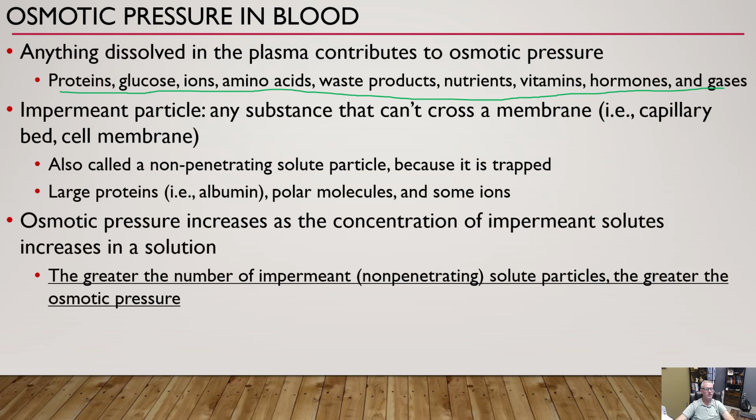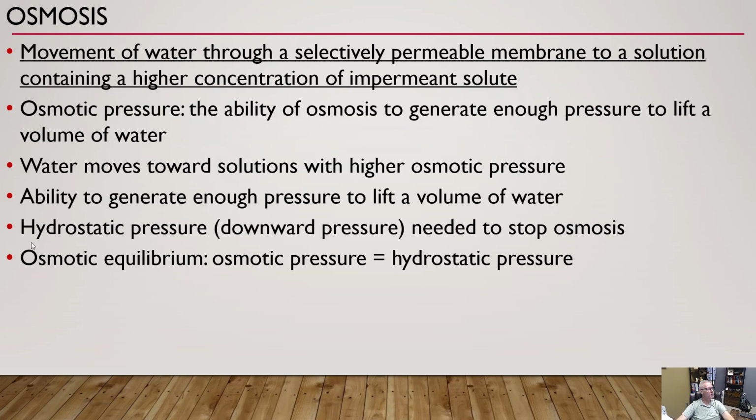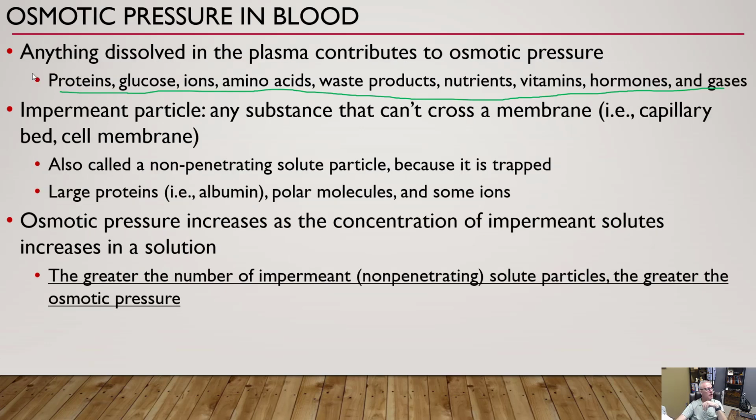We also have this thing called hydrostatic pressure, which I'll talk about here. I'll just jump down to a slide. Hydrostatic pressure, that's the pressure of water. So we have water pressure, which is hydrostatic pressure, and we have osmotic pressure, which is the pressure exerted from anything that's dissolved in the blood. So we have two different pressures in the blood: osmotic pressure and hydrostatic pressure.